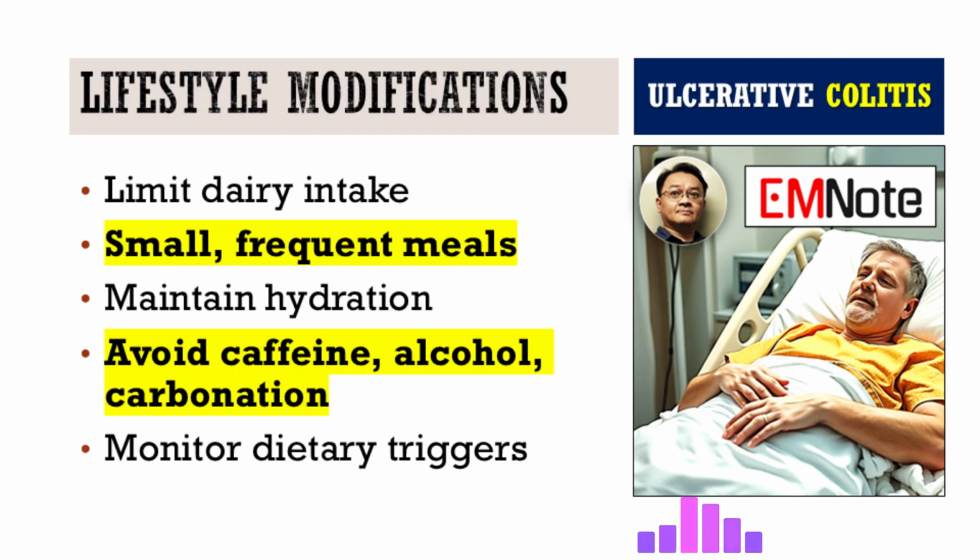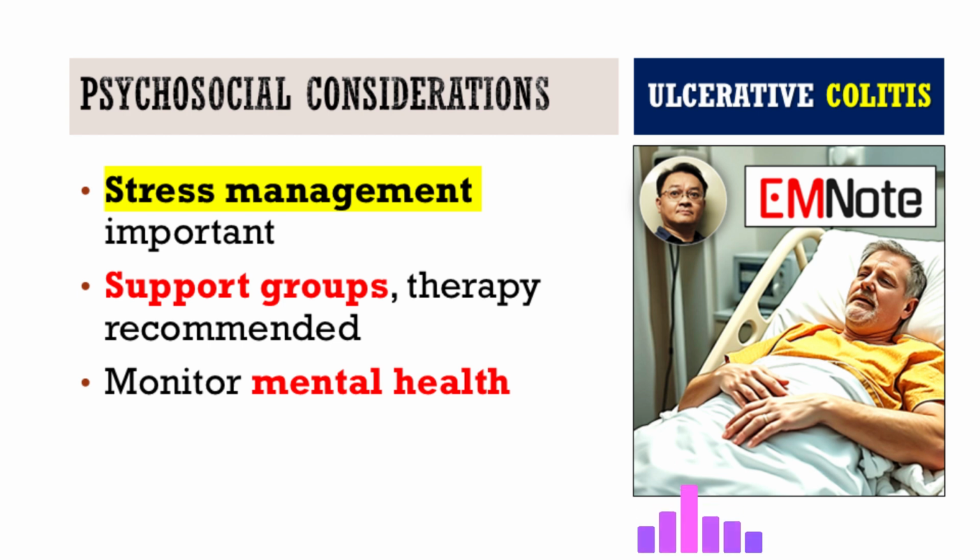Well, what about lifestyle? What advice do you give patients on that front? Lifestyle adjustments can certainly help manage symptoms. Things like maybe limiting dairy, eating smaller, more frequent meals can be useful. Staying well hydrated is important. Avoiding caffeine and alcohol might help some people. Also paying attention to personal dietary triggers and definitely incorporating stress management techniques. It's about supporting overall well-being.